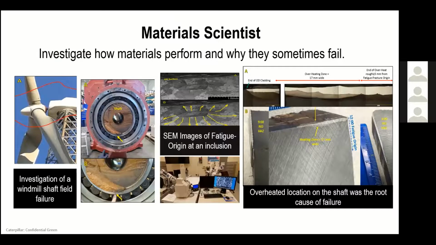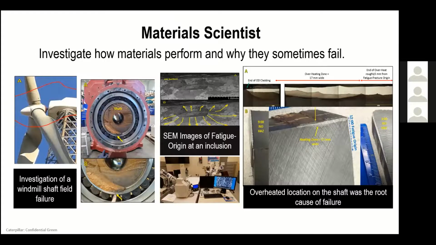So moving on here, I mentioned material scientists. I work with some of the individuals in material science, and one of the things they get involved in is investigating how materials perform and why they fail. On the left-hand side, you can see that windmill shaft, and I believe they were seeing some cracking on it. So obviously they wanted to see what the reason was for the fatigue.